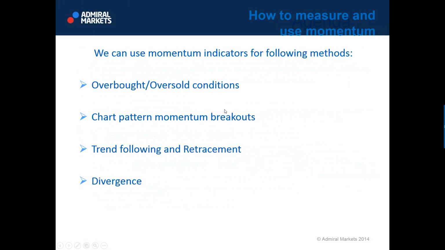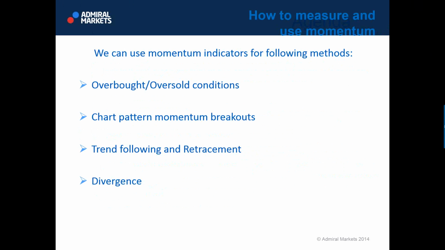Okay? So we can use momentum indicators for following methods. Overbought, oversold conditions, which I don't particularly use, but there are some systems and methods which do use it. Chart pattern momentum breakouts. Trend following and retracement. I'm a big fan, as you already know, of retracements and trend following, and I use momentum to give me an exact entry, okay, to give me an exact entry where I want to press the trigger.